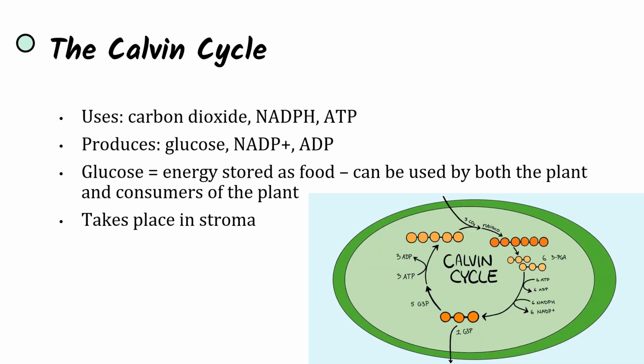So, the Calvin cycle is going to use CO2 from the outside environment, the NADPH and ATP from the light-dependent reactions, and it's going to produce glucose, which is food energy, NADP+, and ADP, and these are going to go back into the light-dependent reactions to be reused. And glucose is going to be energy stored as food, which is then used by both the plant and consumers of the plant, the heterotrophs, in order to gain energy for themselves.